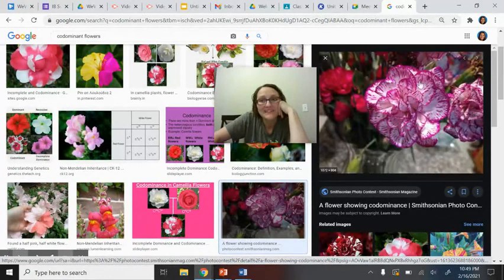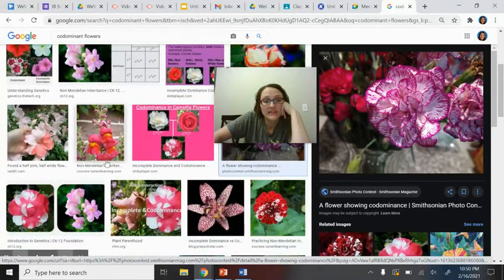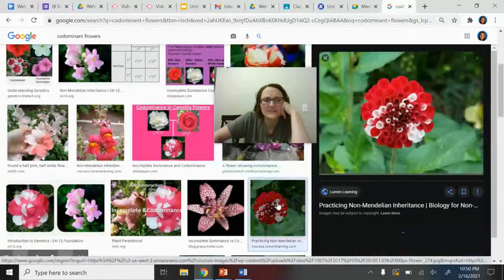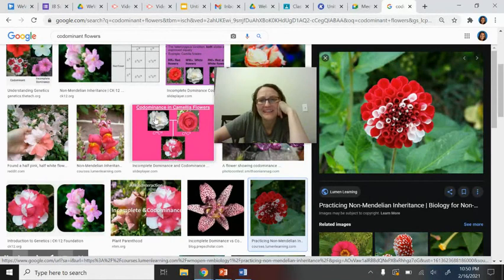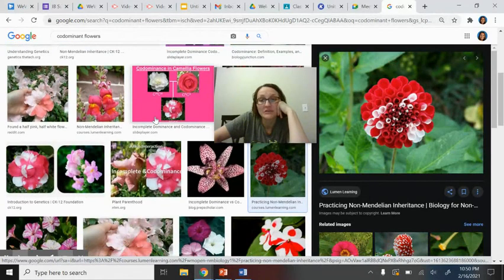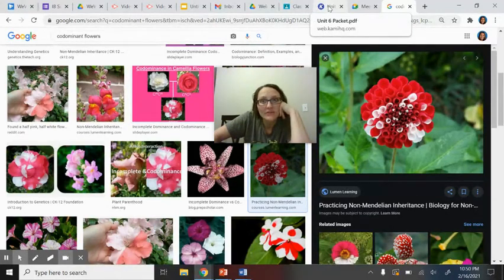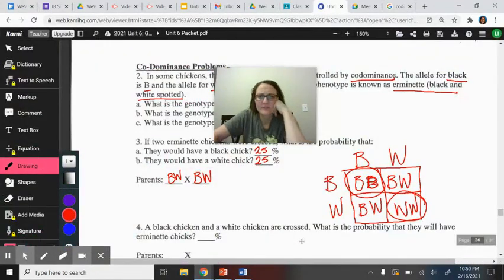Here's another one where it has a little more of a predictable pattern of codominance. And here's one that's not very predictable, but I think is still really, really beautiful. So anyway, I just wanted to share some neat codominant plants with you. Okay, let's go back to our worksheet and make sure I covered everything.